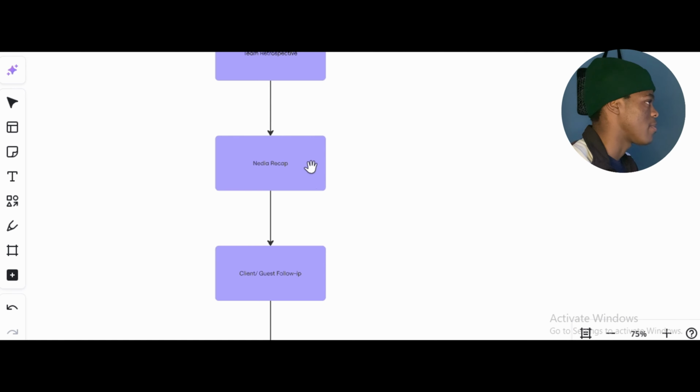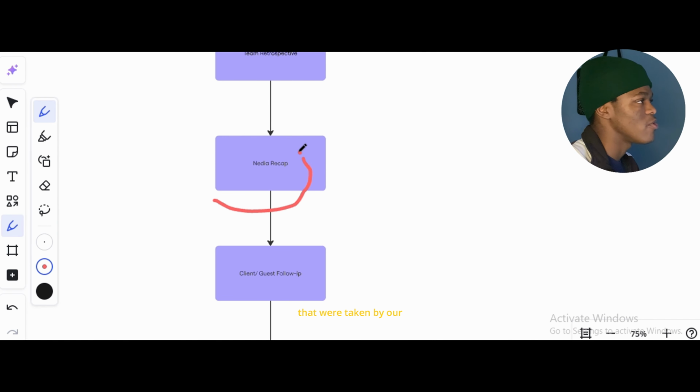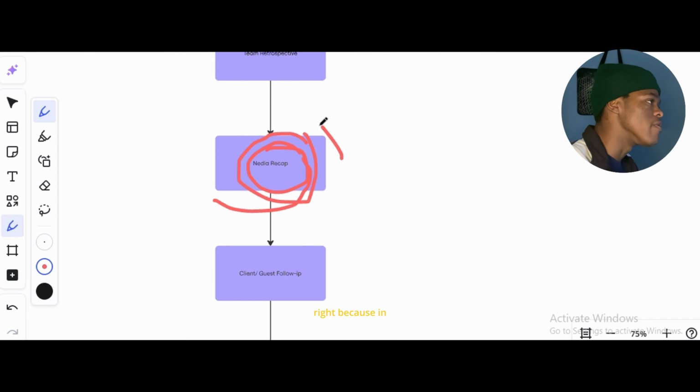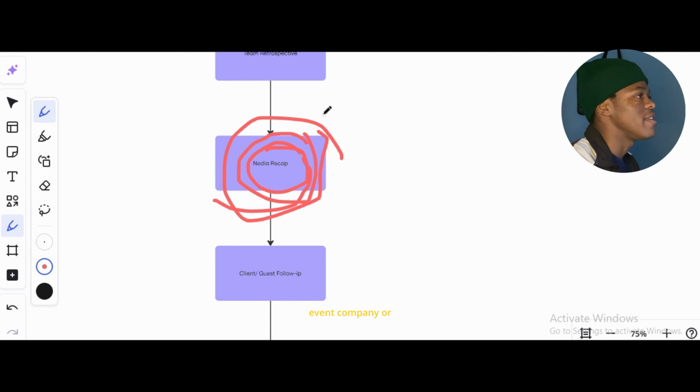And then we have media recap, right? I don't know why it's called media, but this is media recap, basically. This is whereby we create the content, right? The photos that were taken by our photographers, we get to look at them. These get edited, these get posted, right? We get to look at our movie, right? Because in every event that we host, we launch a movie right after to show the activities that occurred in the event and how we handled the event, so that people know that we are not another event company or whatever it is. We are not just an event company.